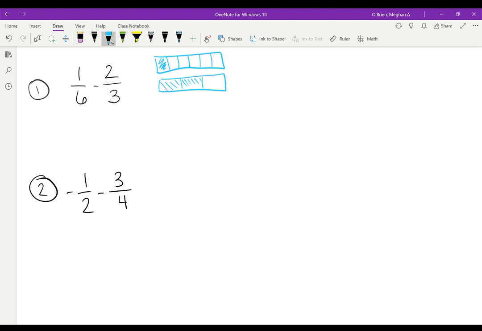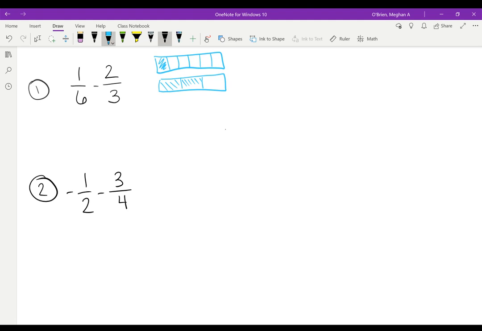Can you see? So I know if I'm taking 2/3 away from 1/6, a smaller amount, I'm going to end up with a negative value. So it's always good to think about that before you enter a problem, just estimating what your result will be. So I know it'll be negative.